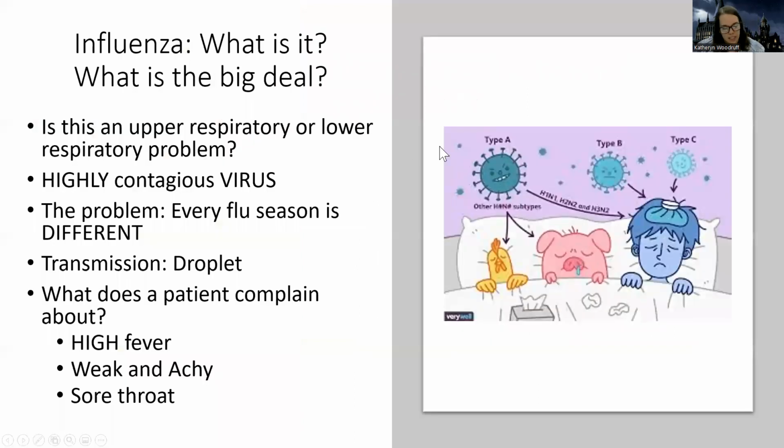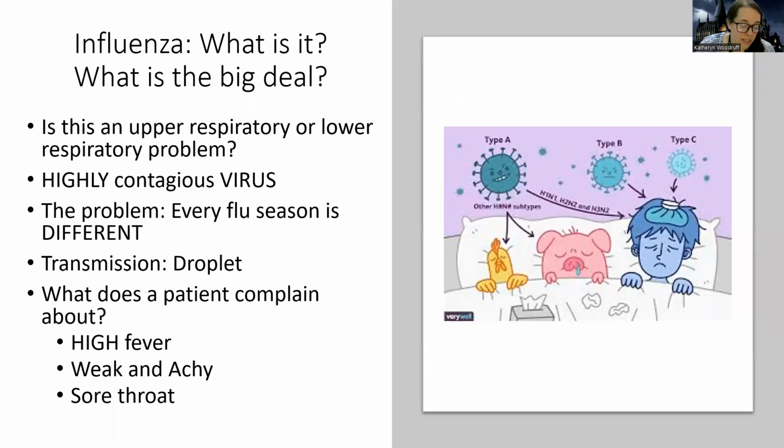So last but not least, let's talk about influenza. So what's the big deal here with influenza? Well, first and foremost, a lot of people get this confused. I think the flu is a lung problem, and the flu is actually an upper respiratory disorder. Flu is upper respiratory because even though it seems like, hey, everyone's coughing, and people think, hey, I'm coughing, it must be a lung problem, it's actually a throat, upper airway problem.